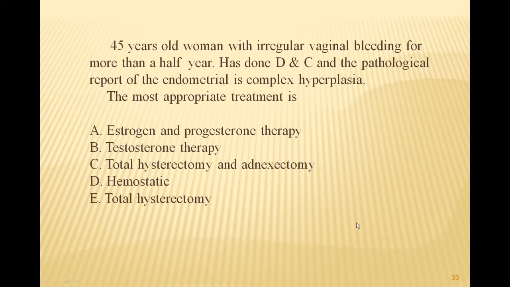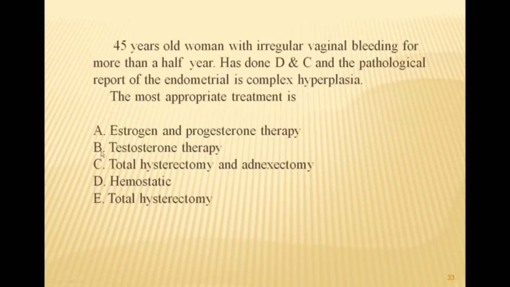Now let's see the second case. Which one is your answer? We see this patient is 45 years old with irregular bleeding for half a year, and the endometrial pathology is complex hyperplasia. And endometrial complex hyperplasia means the patient's endometrium has been stimulated by estrogen alone for a long time, so we cannot use estrogen at this time. Only progesterone can be used for treatment. So A and B are not correct.